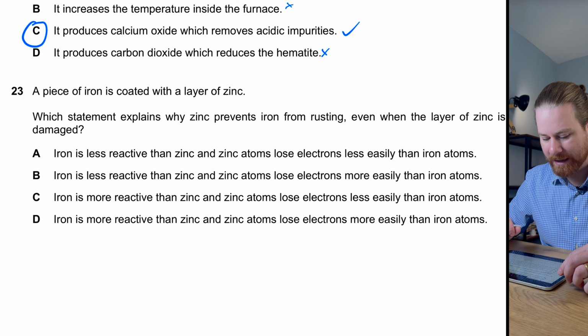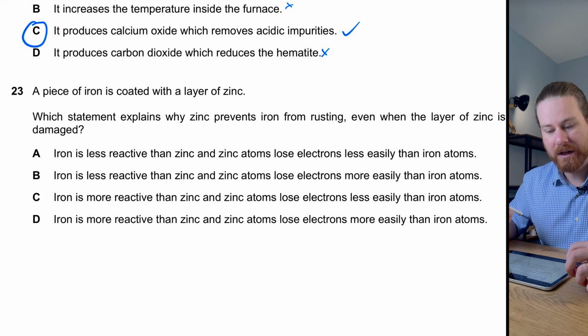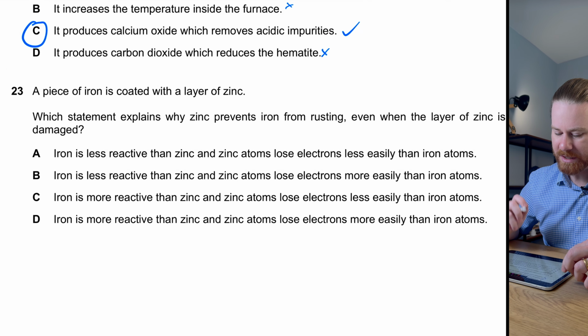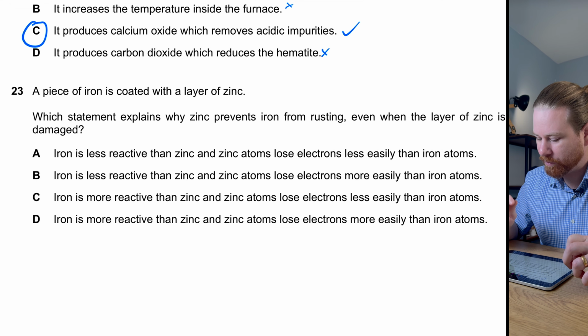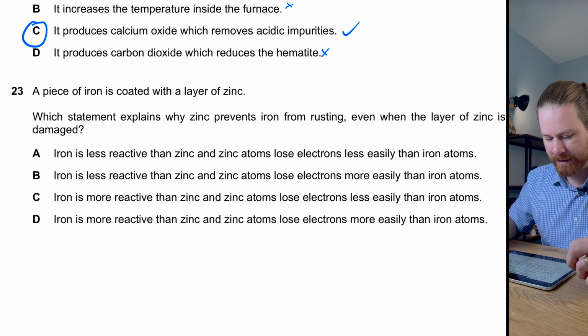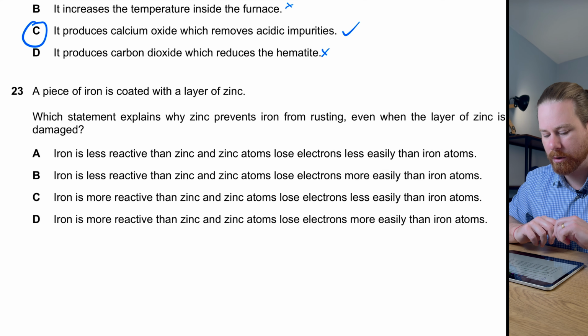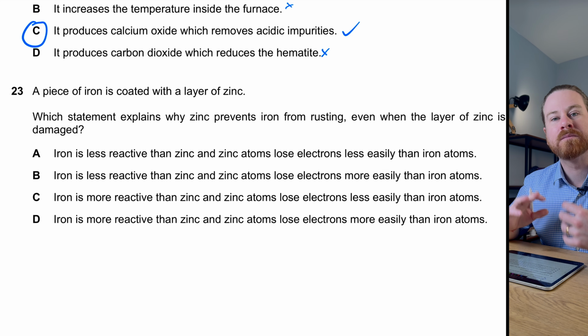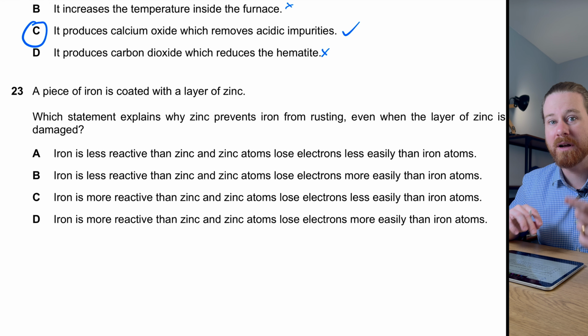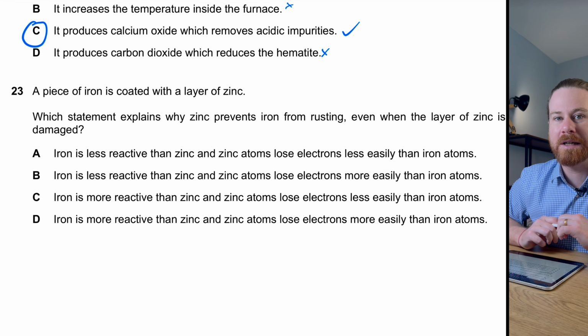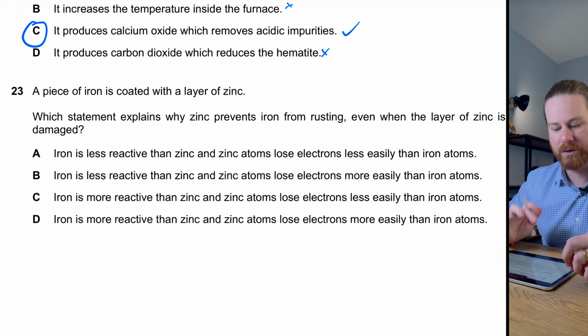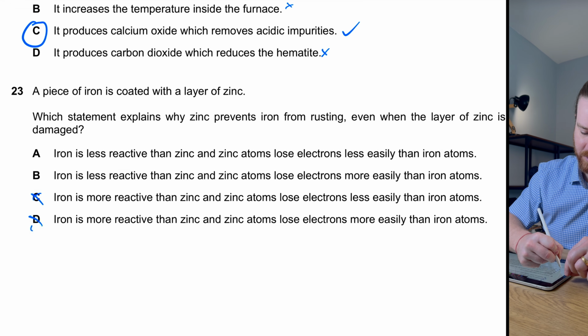A piece of iron is coated with a layer of zinc. Which statement explains why zinc prevents iron from rusting, even when the layer of zinc is damaged? With this, so this is galvanized zinc, we need to be remembering that zinc is above iron in the reactivity series. Because of this, it undergoes oxidation a lot easier compared to iron. There we go, we can just cut these two.